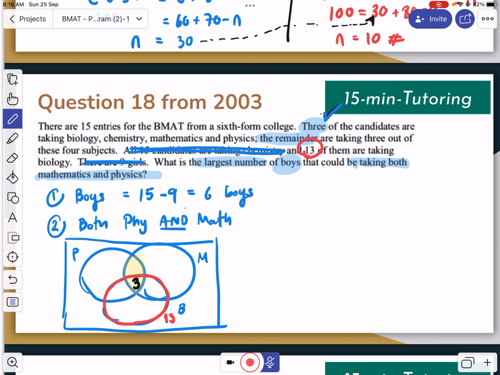Now, what do we know then? If we have 13 candidates in this red circle, and we have 15 candidates in total, we'll be left with this area outside of the red circle, the one I draw in black. How many can be there? Well, for the black, it can be at most 2 people. Why 2? Well, 15 total minus the red, 13. We have 2.